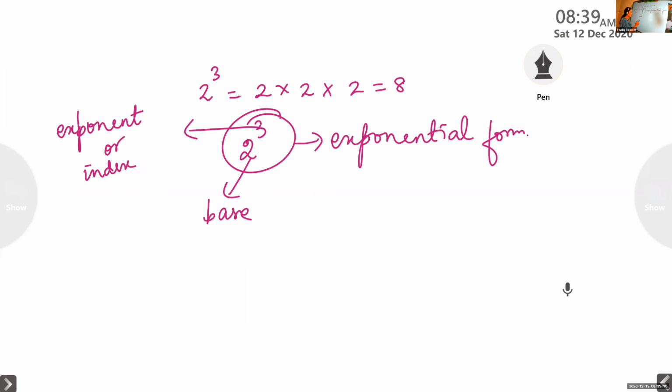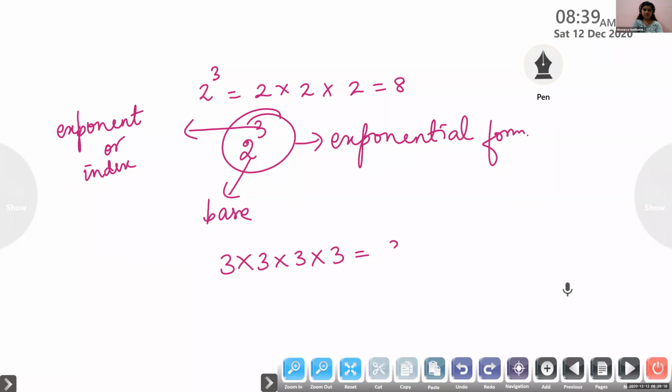For example, suppose I am multiplying 3 into 3 into 3 into 3. How will you write this in exponential form? 3 raised to 4. So here 3 is the base and 4 is the exponent, or in other words, the index.